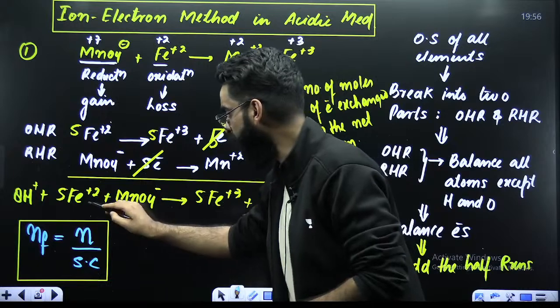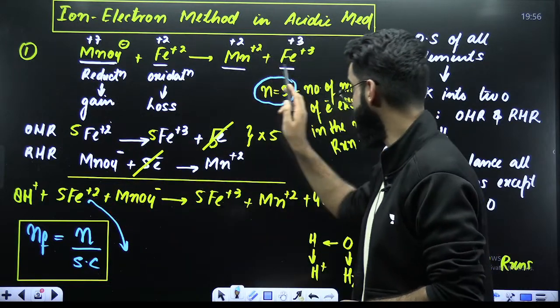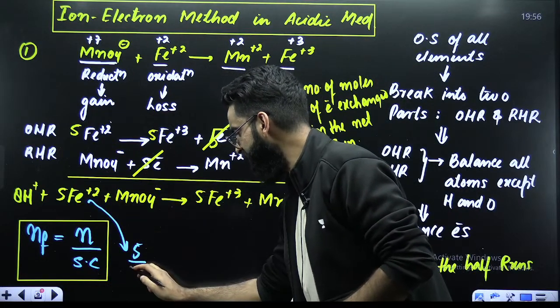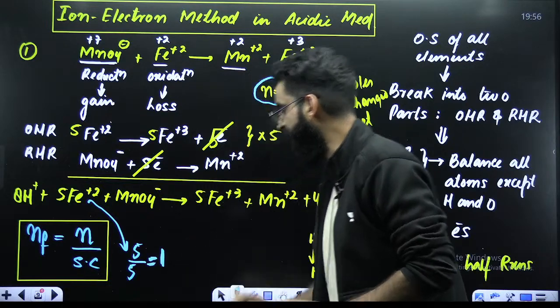For example, I want to calculate n factor of this Fe2+. What is the n value? n value is 5 divided by, what is its stoichiometric coefficient? 5. So 5 by 5 is 1. So its n factor is directly 1 here.